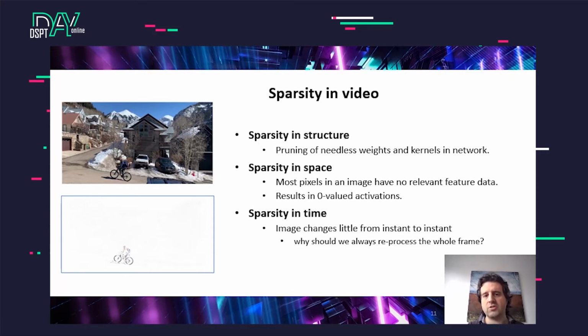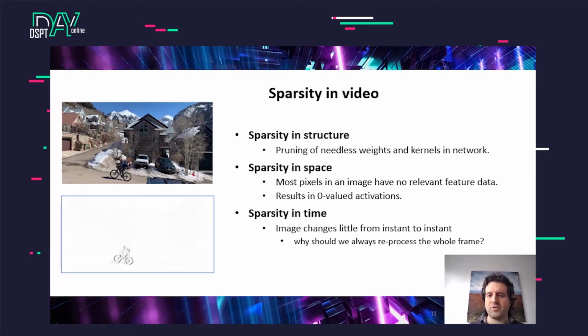So what we see here is that there are several forms of sparsity, that is, of data that is not meaningful. We have sparsity in structure, that is, part of the neural network that processes the image itself. So we know about that, right? You can prune many weights and kernels that are actually not used in the network. But you also have other types of sparsity. You have sparsity in space, which is that there are many areas on your image that have no relevant feature data, even when that data is changing. This is going to result in zero valid activations on your neural network. So that's what we normally mention as sparsity in space.